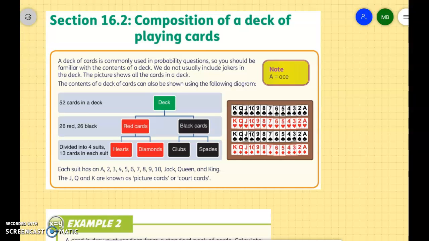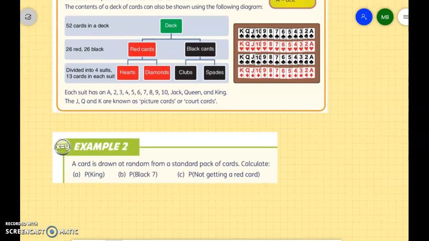There's 26 red cards, 26 black cards, so half and half, red and black. And then there are your four suits. There's 13 in each suit, and each suit has the same amount of cards in it. Okay, so it's really important that you familiarize yourself with this. We're going to have a look at an example.